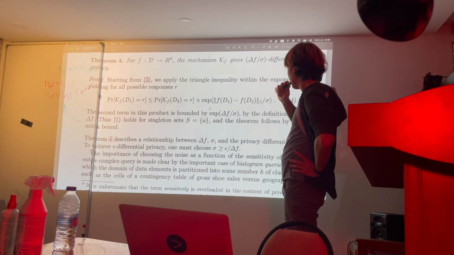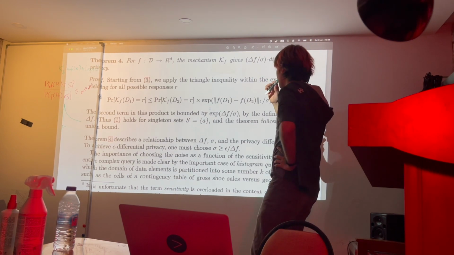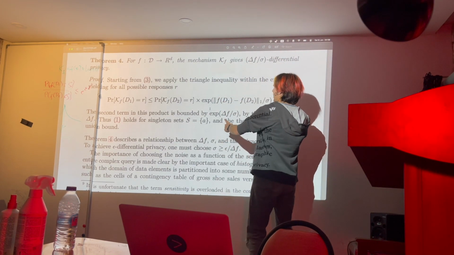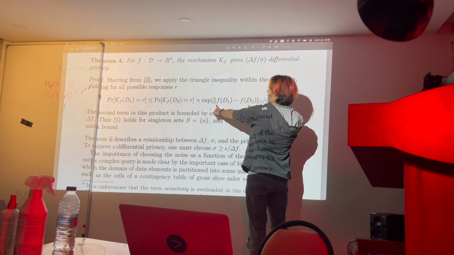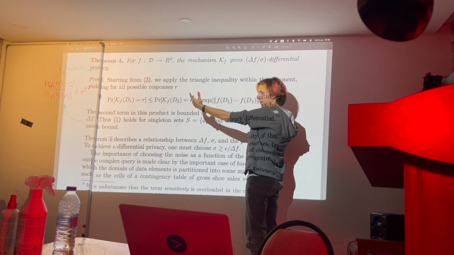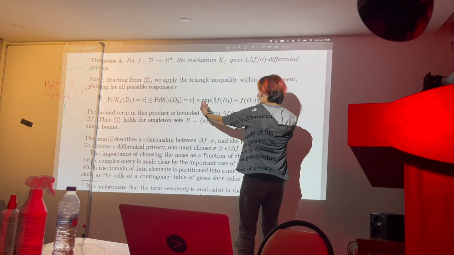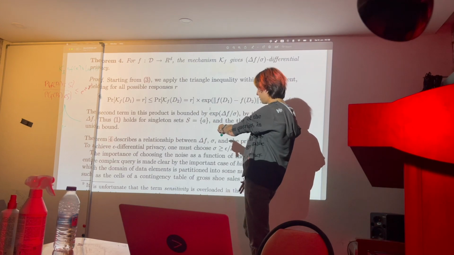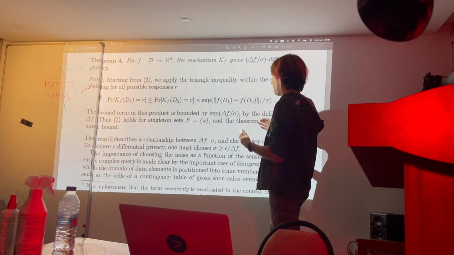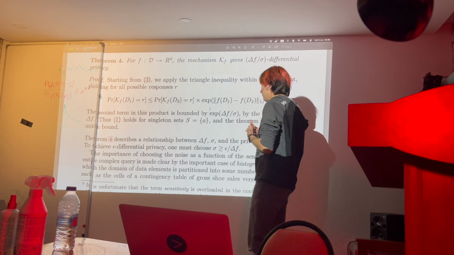And we notice that the right-hand side has a bound. As we said, this is particular sensitivity, and it is always less than or equal to maximum sensitivity. So this is bounded by delta f, and sigma is sigma. So this is at most exponent delta f divided by sigma, and this is an inequality. So we have a bound here.